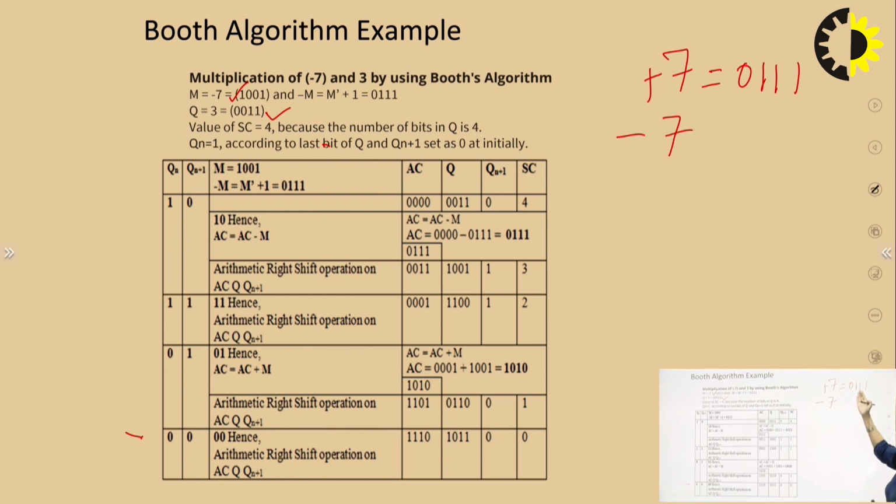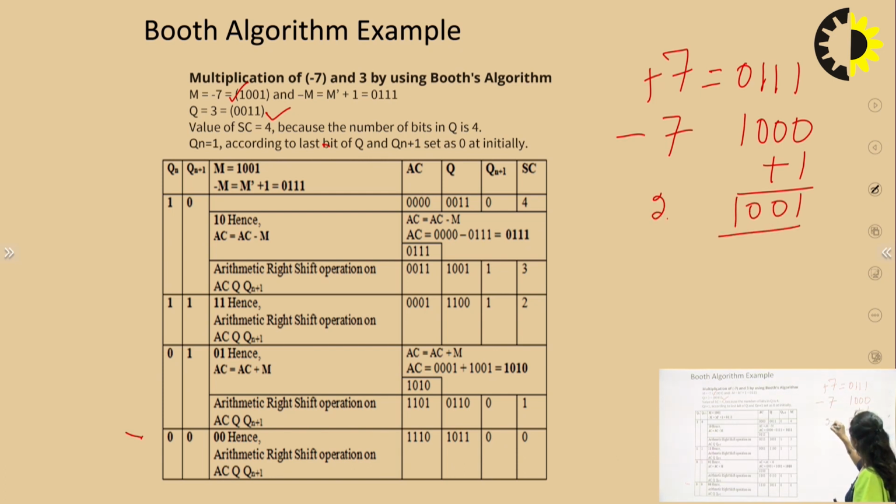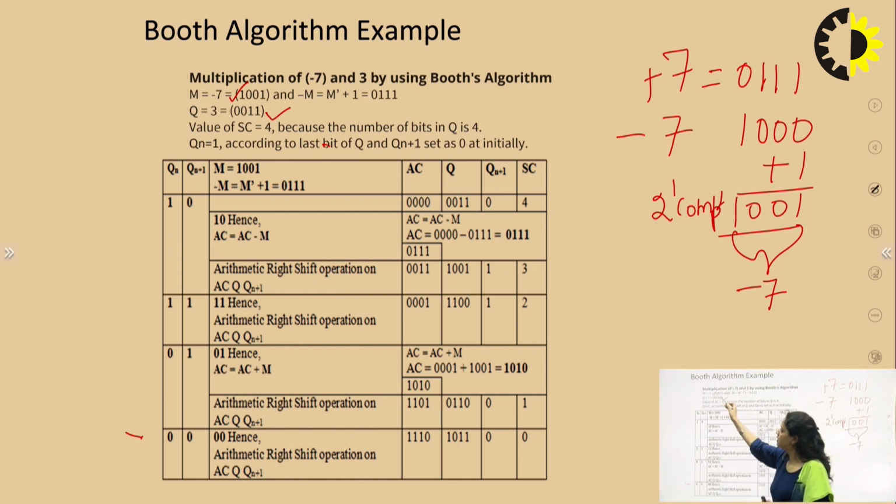By finding the 2's complement of this. And how will we find the 2's complement? First of all, we will invert the bits. It will become 1, it will become 0, 0, 0. And then adding 1 to it, we will get our 2's complement of this. And this is for value minus 7. So the code for minus 7 is 1001. That will be obtained by taking the 2's complement of plus 7.